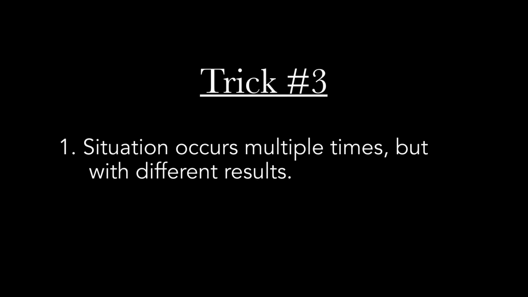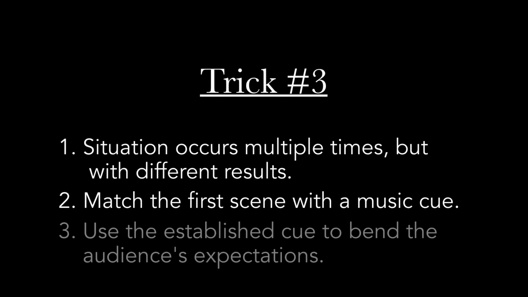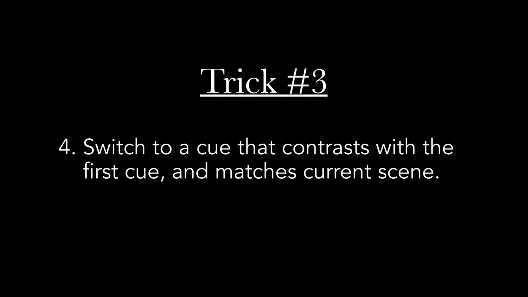So to recap what's happening, first we have a situation that plays out twice in two different ways in two different scenes. The first time we play a cue that matches the emotion of the scene. And the second time we're in that situation, we reuse that first cue, which makes it seem like the scene's going to play out in the same way. And then when it doesn't, it also heightens the contrast between the way it played out the first time and the way it played out the second time.